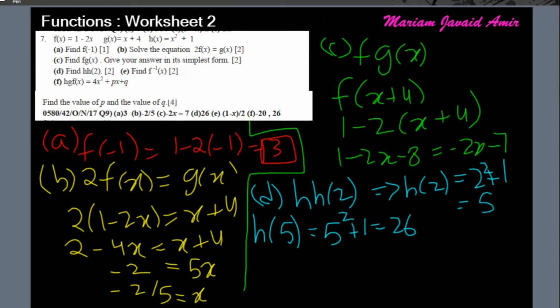Part E is find f inverse of x. So for that we write y equals fx, then make x the subject, so that will become 1 minus y over 2. This is the answer, but change y to x. Part F.